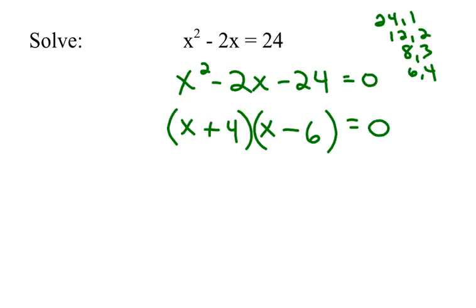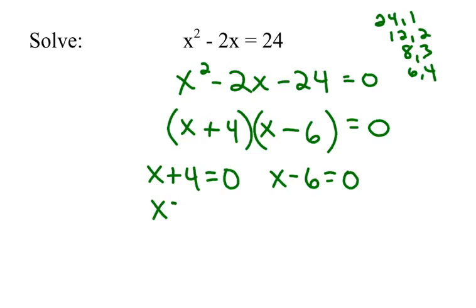Now that we've factored the quadratic, we apply that zero product property that says take each factor and set it equal to 0. And we end up with two very simple equations that we can solve for x. X plus 4 equals 0. If we subtract 4 from both sides of the equation, we get x equals negative 4. X minus 6 equals 0. If we add 6 to both sides of the equation, we get x equals positive 6.